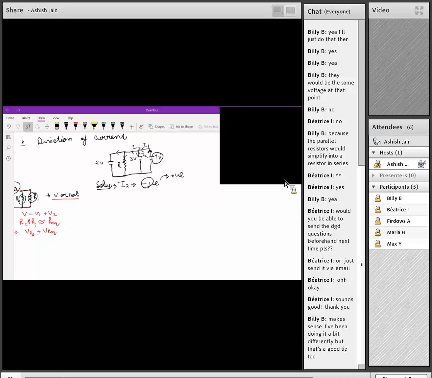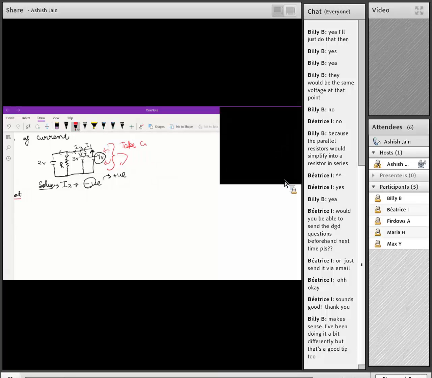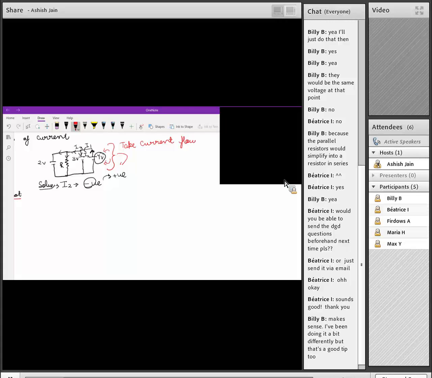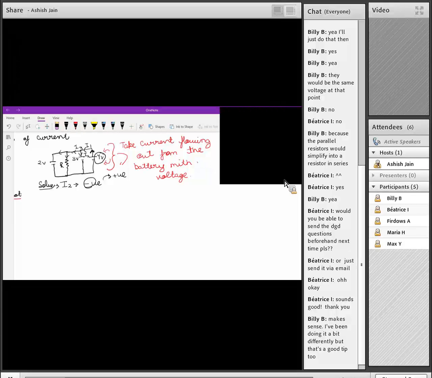Yeah, so I think a lot of people get confused, including me as well, that if you have a lot of batteries in the circuit, then it sometimes makes it difficult to guess which is the direction of the current and in which way it makes the circuit easiest to solve and analyze. So if you choose it this way, this will be the easiest. Believe me or not, you can practice on your own. Take the current flowing out from the battery with max voltage or higher voltage.